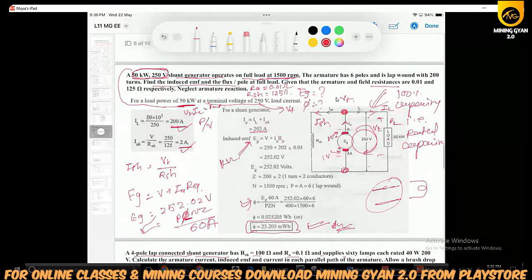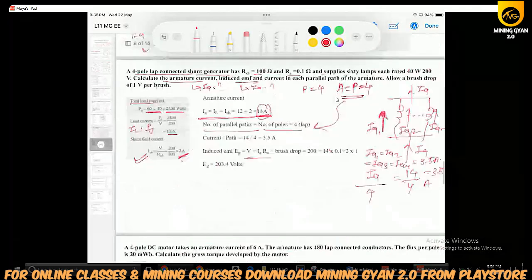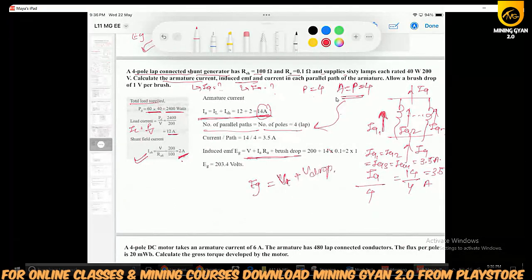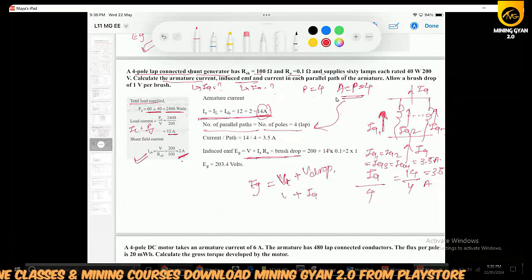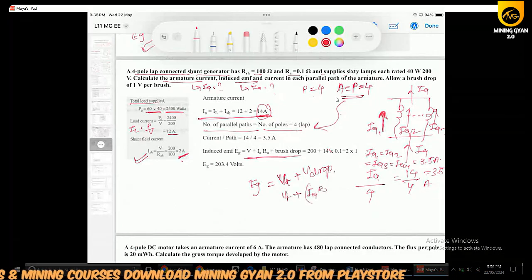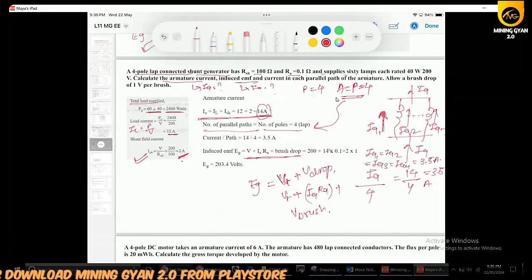So the equation will become like this: the total generated EMF will be shared between VT plus the voltage drop. And how much is the voltage drop? Voltage drop across the armature resistance plus voltage drop across the brush. You can put these values so that you will get Eg equals 203.4 volts.